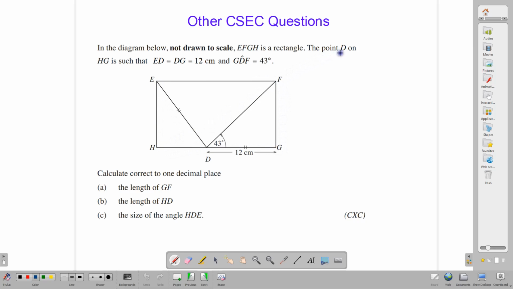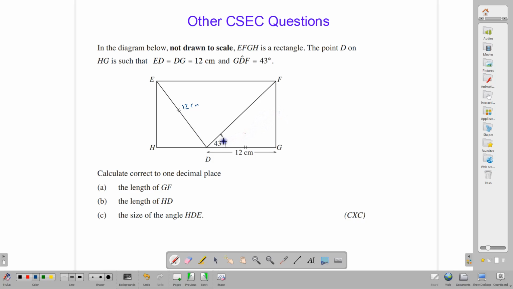The point D is on HG, so that DG is 12, and ED is also 12, which means that this side is 12. So let's fill in that. You can see the marks on that. That tells us that this is equal to this. And we're asked to do a number of things. This angle is 43. We're asked to find the length of GF. Now GF is this side.